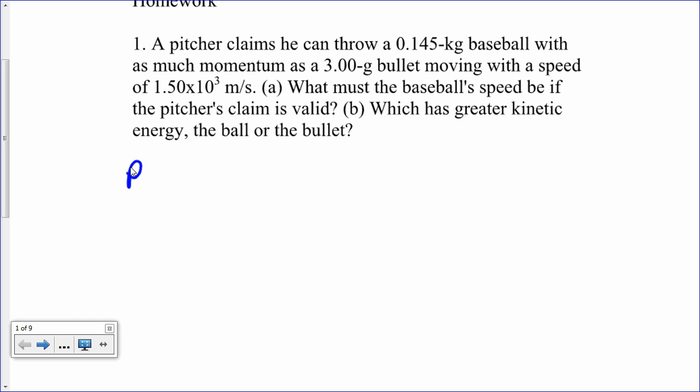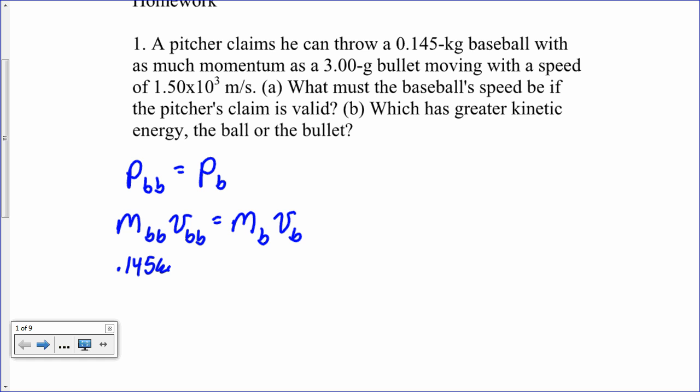That's saying that the momentum of the baseball is equal to the momentum of the bullet, and so that's the mass of the baseball times the velocity of the baseball is equal to the mass of the bullet times the velocity of the bullet. So the mass of the baseball is 0.145 kilograms. I want to know what the velocity of the baseball is. The mass of the bullet is 0.003 kilograms, and the velocity of the bullet is 1,500 meters per second.